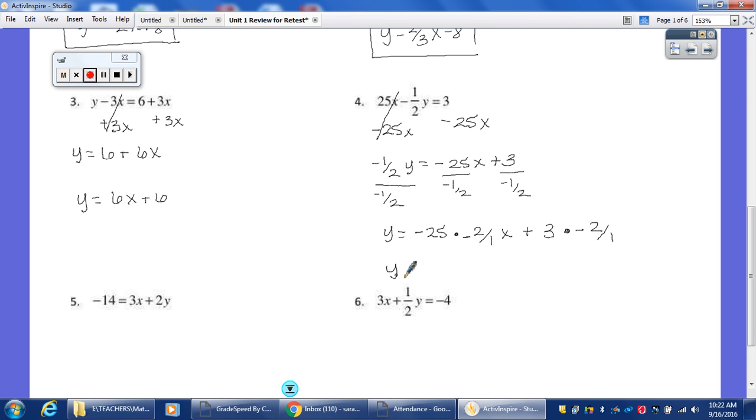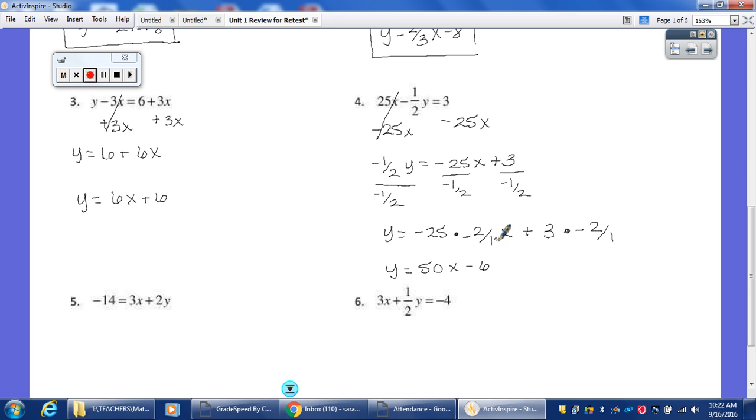And so y is equal to negative 25 times negative 2, which is positive 50, divided by 1 is just 50. That one does not affect us at all. So it's positive 50x. And positive 3 times negative 2 is negative 6, divided by 1 is just negative 6. So 50x minus 6. And that is our answer.